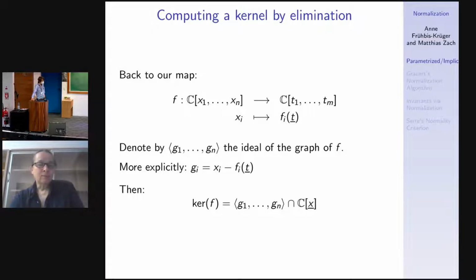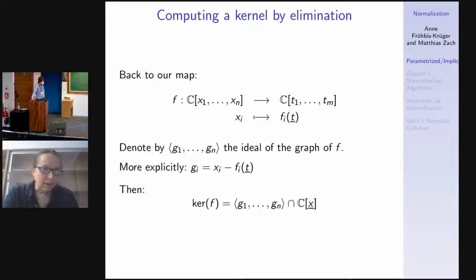And then we can compute the kernel by intersecting this ideal of the graph with the polynomial ring in X. Because if we have a polynomial in this ideal and it doesn't involve t, this means that the corresponding expression in the xi is mapped to something that is 0 on the other side.